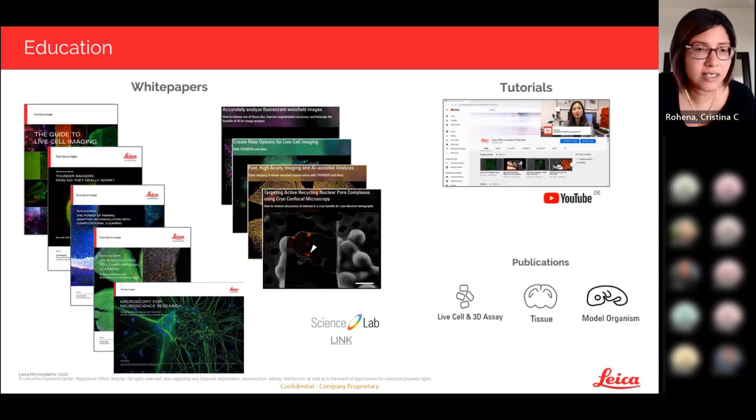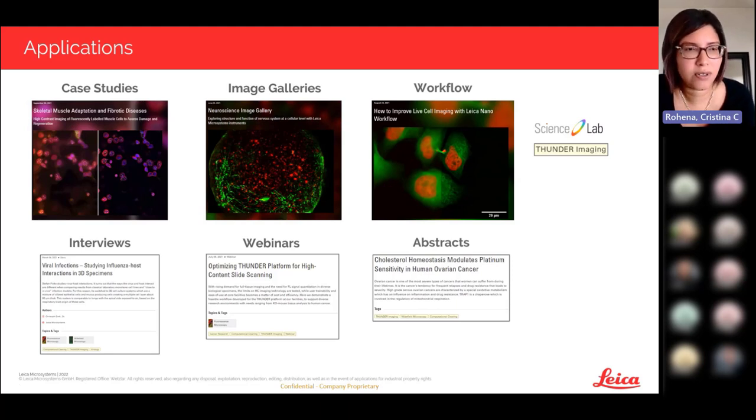Similarly, we have a lot of resources geared towards applications that were done using Thunder. We have case studies, image galleries, and different workflows that we are showcasing in our Science Lab Thunder imaging section, as well as interviews with different users, webinars, and abstracts of things that have been done with Thunder.